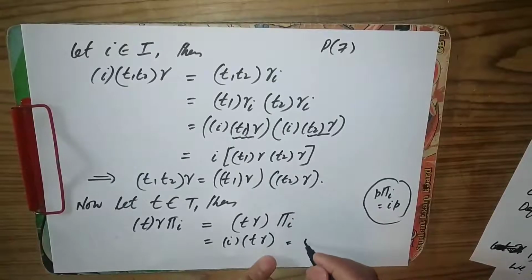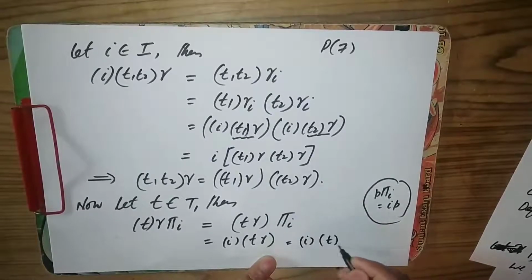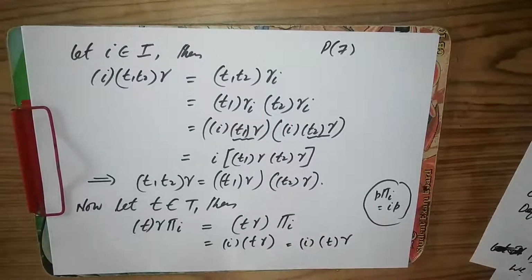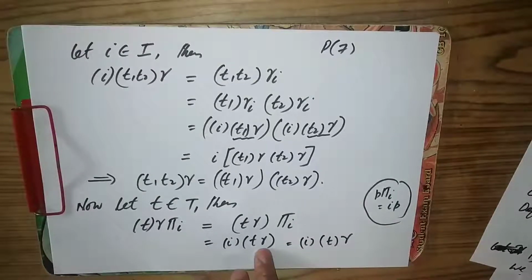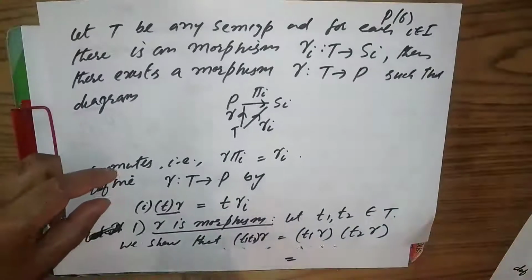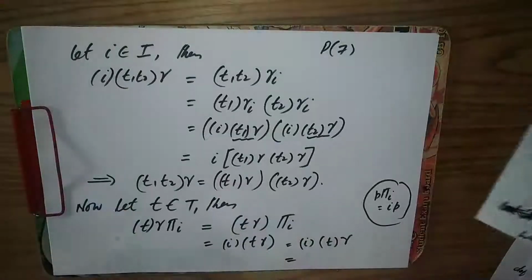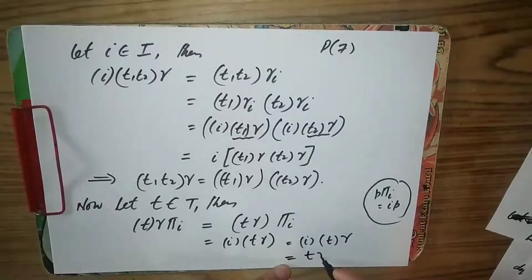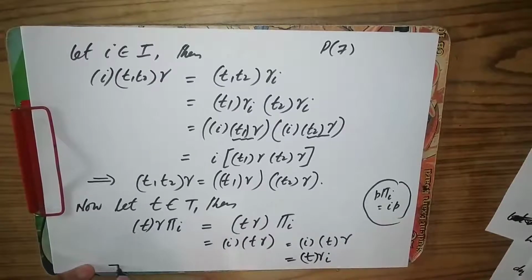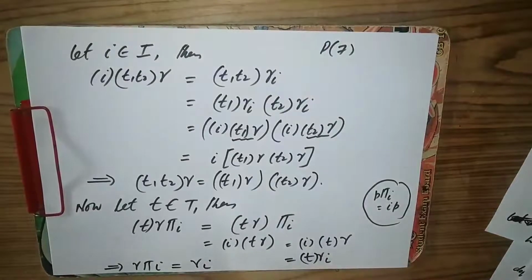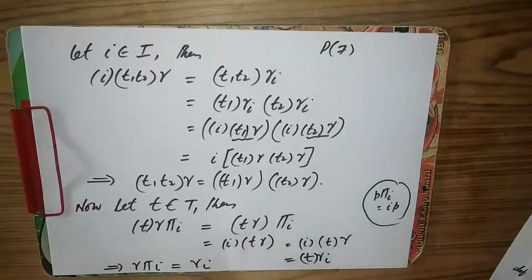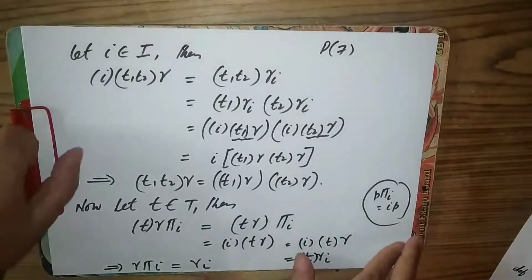So this is the same as i of (t gamma). Okay, I can write it like this. It is the value of gamma at t, and that's equal to, as you can see, i (t gamma) is equal to t gamma i for all t. So that means gamma pi i is the same as gamma i. That's what we have to prove. Gamma pi i is equal to gamma i. So that's the diagram commutes.